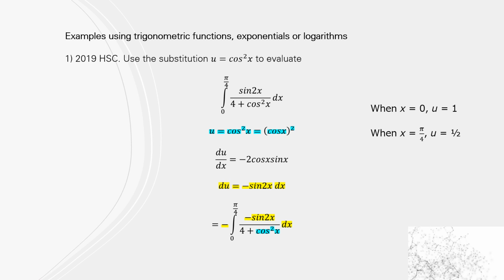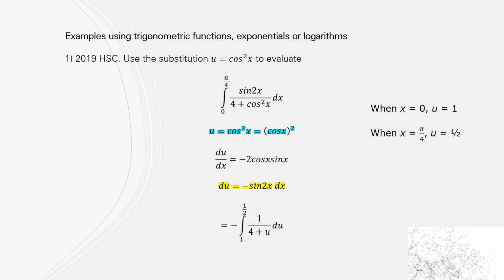So we're going to know when x equals 0, u equals 1, and when x equals pi on 4, u equals a half. Now you'll note we're going to go from 1 to a half in this case. That is legible. Just make sure you're consistent. So where the 0 was, make sure u equals 1. And where the pi on 4 is, make sure you make u equal to a half.